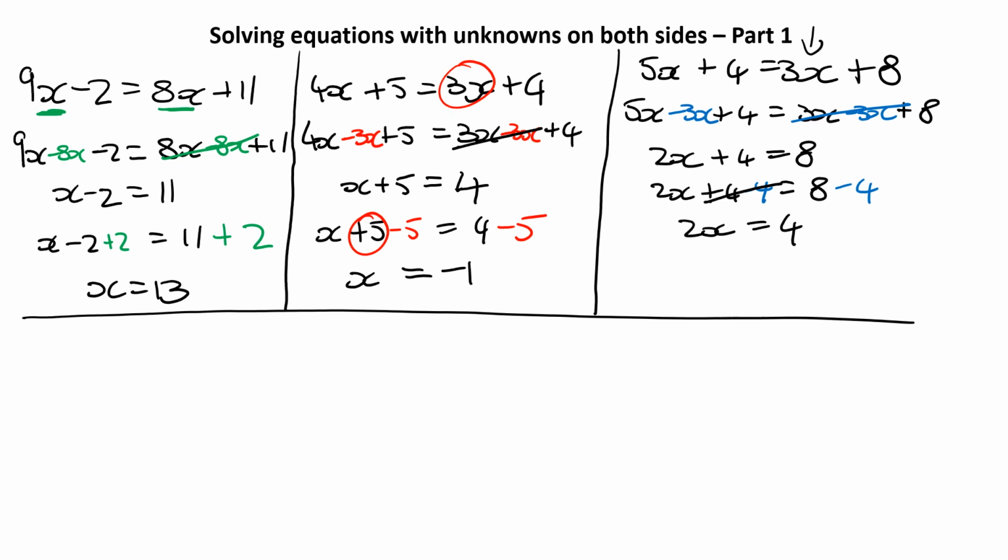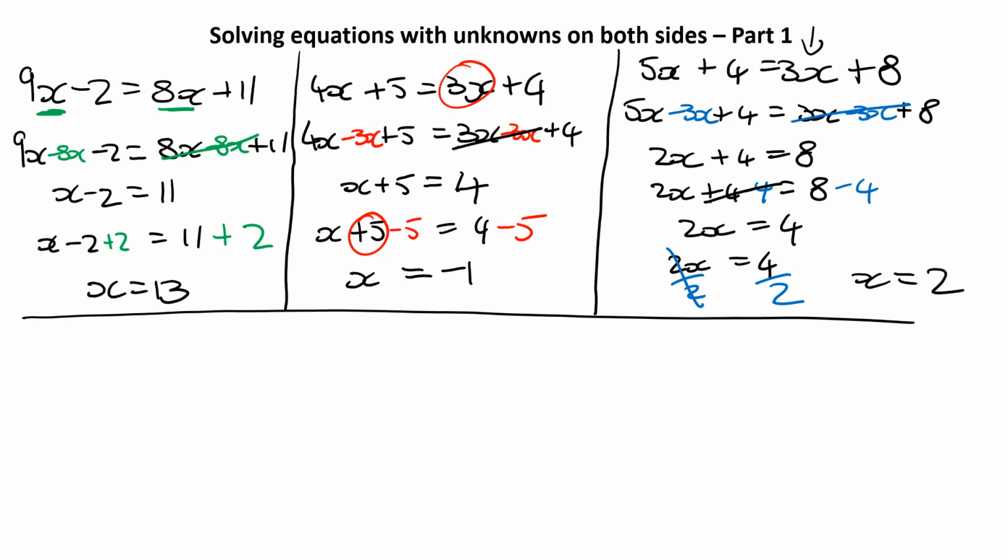Now this has got an extra step compared to the other one because I've still got 2x there. And we know the inverse operation of 2 times x is divide. So let's write 2x equals 4. Then we're going to divide both sides by 2, because that'll cancel that out, that'll cancel that out. What we get left with is x equals 4 divided by 2, which is 2.